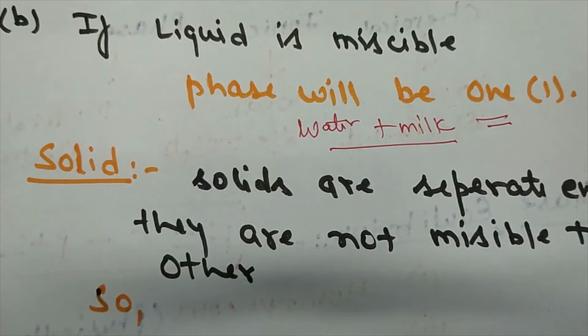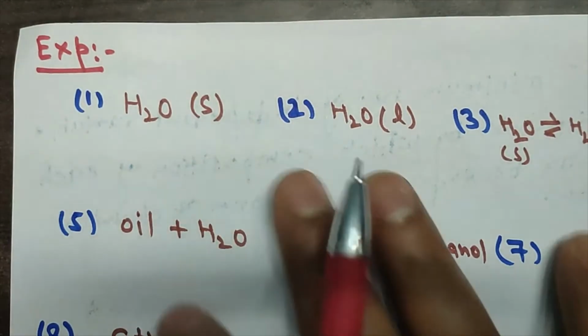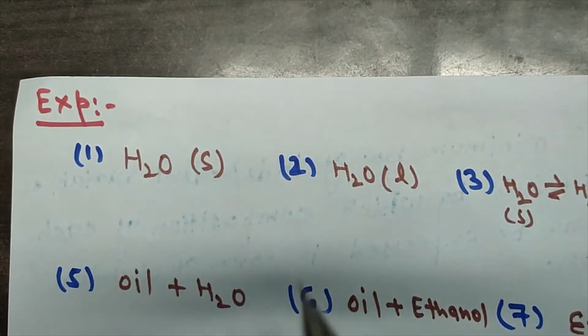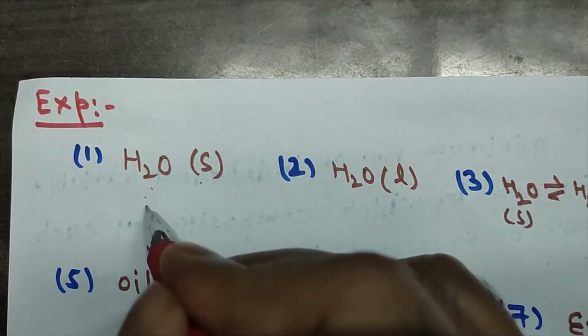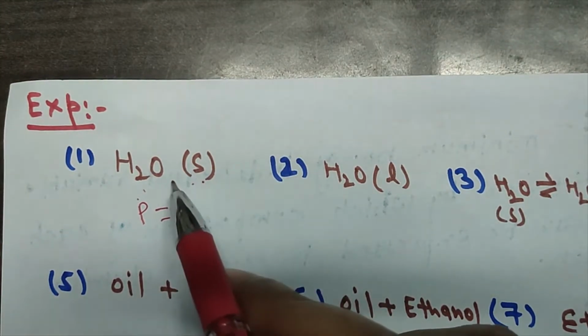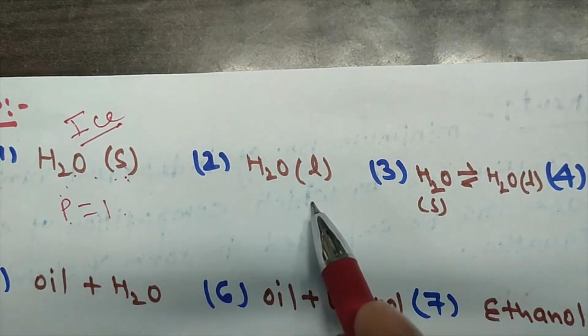So I hope you can easily determine the phase of whatever is asked to you, the phase of the given solution. Okay, now I am going to discuss some phases here, and in front of you I am going to tell you whatever the phase will be. Now if only solid is given, then the phase will be 1. Okay, H2O solid. What do you mean by H2O solid? It means it is ice. So you can easily say H2O solid means ice, and the phase will be 1. Here liquid, again only one phase.